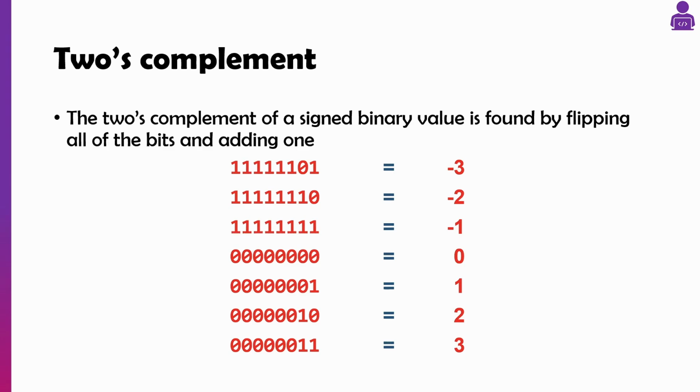Think about 0 there. 0 is just 0 because we'd flip it, which would give you 1111, we'd add 1, which would put it all back to zeros again. So if you think about it, +3 is just 11 with loads of zeros, and -3 is all ones, then 0 1, just like that.